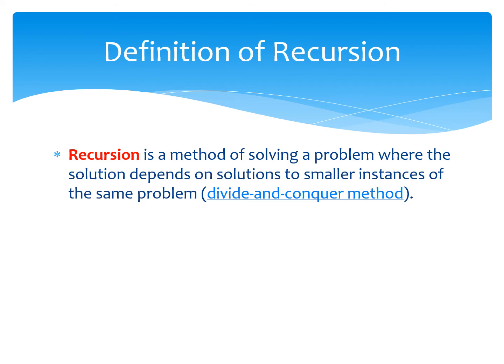The formal definition of recursion is a method of solving a problem where the solution depends on solutions to smaller instances of the same problem. This strategy is also known as the divide and conquer method, where you split a big project into a set of similar smaller projects, develop a solution for the smaller projects, and combine the results to obtain the solution for the big project.